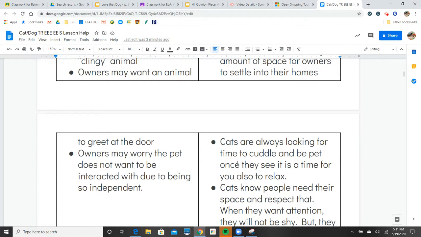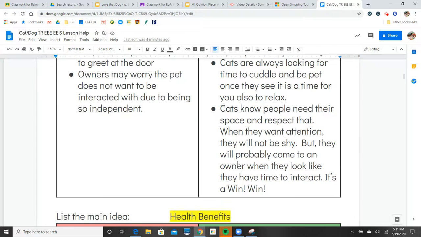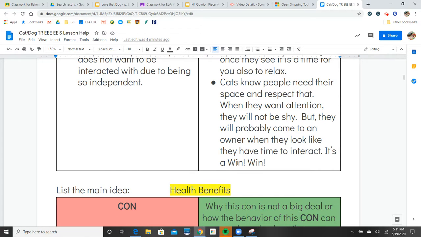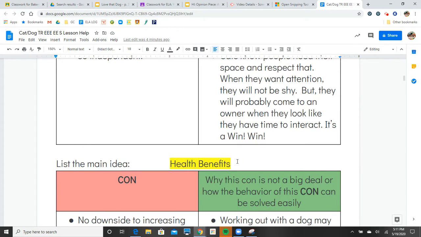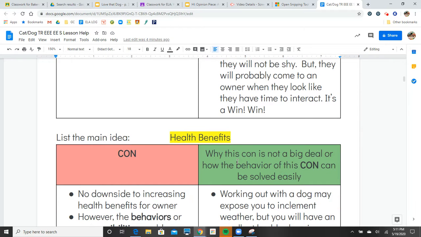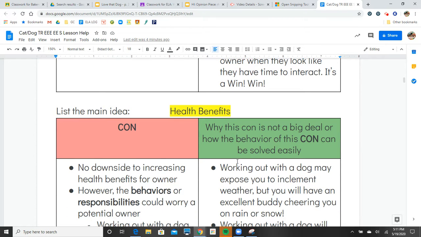Cats are looking for a time to cuddle, and they will definitely come to you when they see it's a good time to relax. Since cats really know that their owners need their own space and respect that, of course they want attention, but they will come to you when they are ready. And it'll be a win-win situation since you'll be able to interact with your animal when it's good for you.